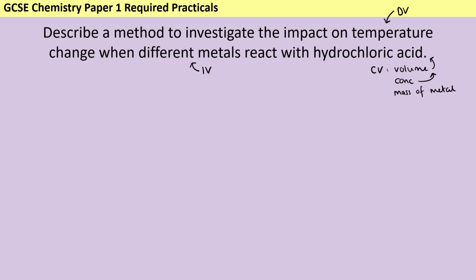In order to score 5 or 6 marks on a 6-mark method question about a required practical, your method has to be complete and would produce valid data. In other words, it would allow you to answer the question if you carried out the investigation.